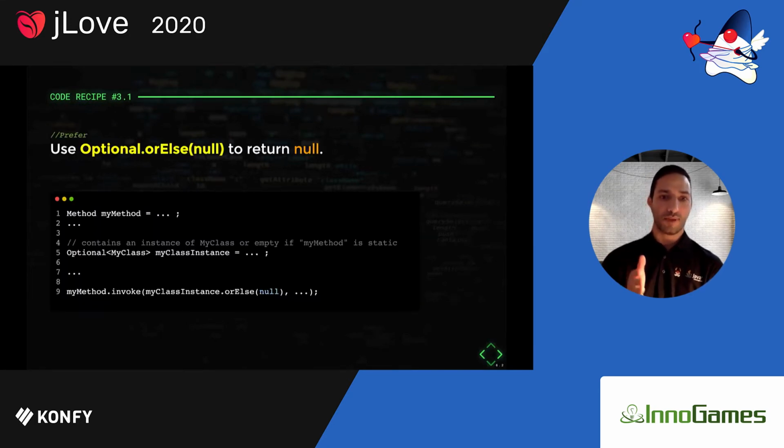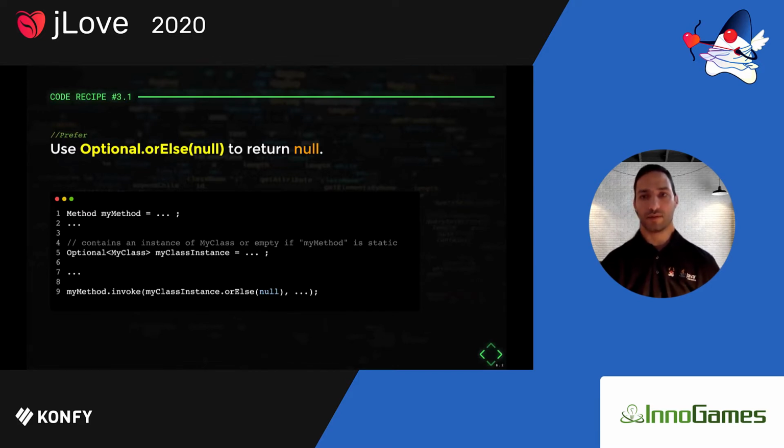We can use my class instance orElse. So we can use orElse null, because if the instance exists, it will return it to the invoke method. If it's not, it will return null with the help of orElse. So this is very important.